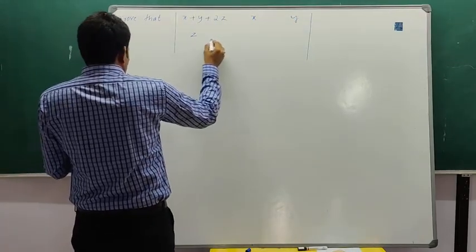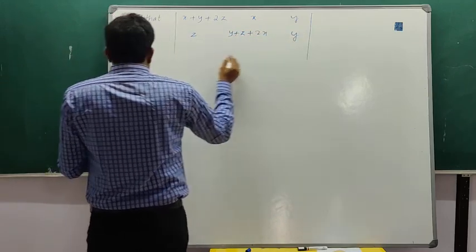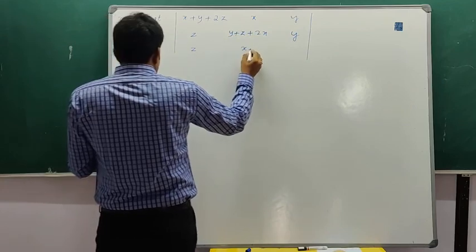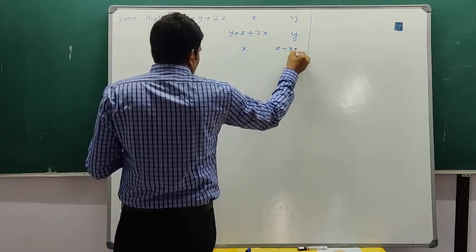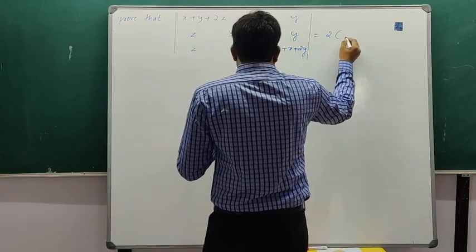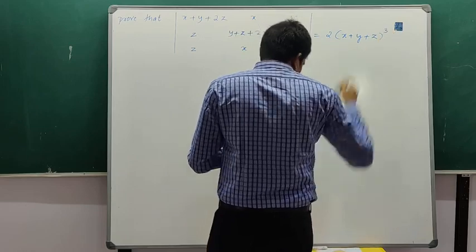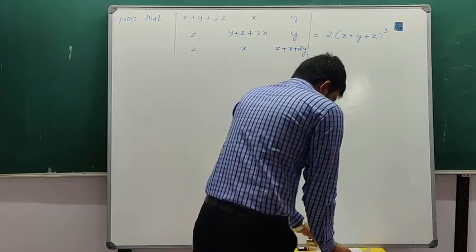z, y plus z plus 2x, y. So then z, x, z plus x plus 2y is equal to 2 into bracket x plus y plus z whole cube. See the next one.